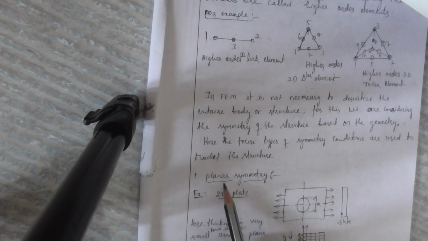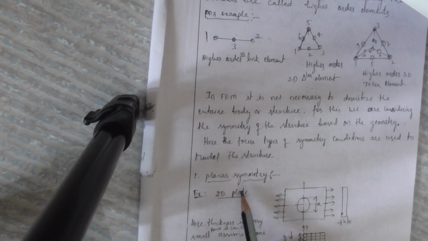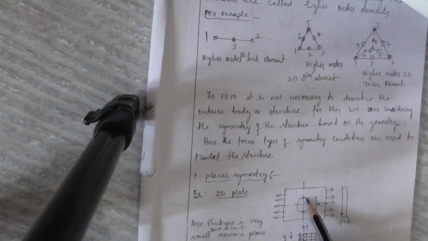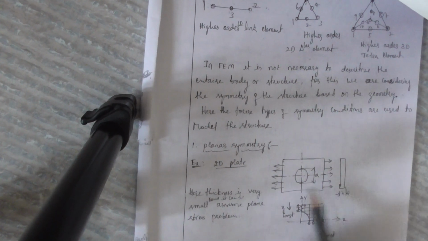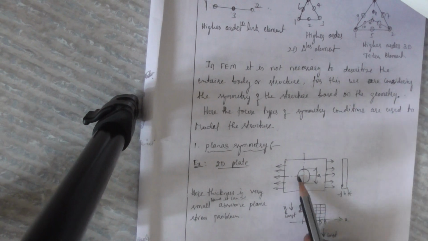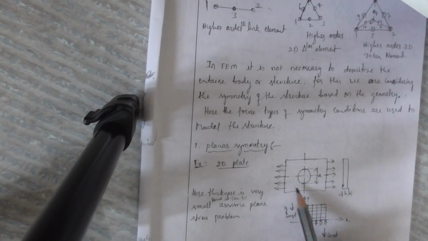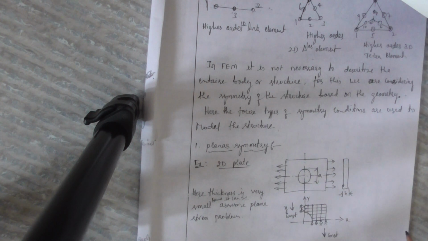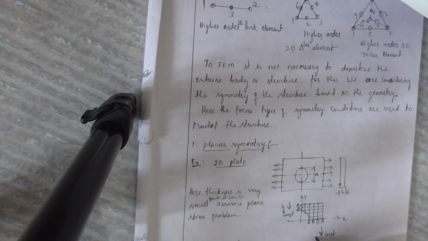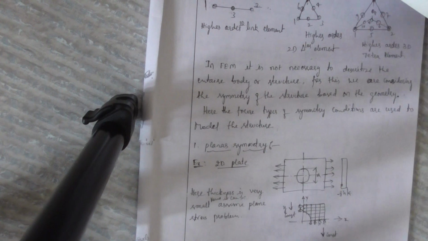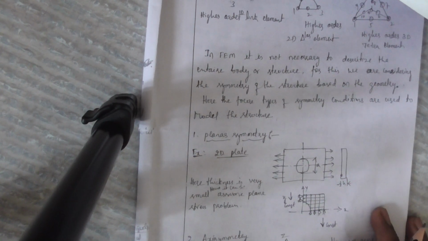Let me take one planar symmetry example. Suppose we have a 2D plate with a hole at the center, subjected to some tensile load. If you divide this into a number of elements, you can imagine how many elements you would need. Instead of that, you can take only 1/4 of the plate and divide it, give the symmetrical boundary conditions, and solve. Later you can expand and you will get the entire problem behavior.